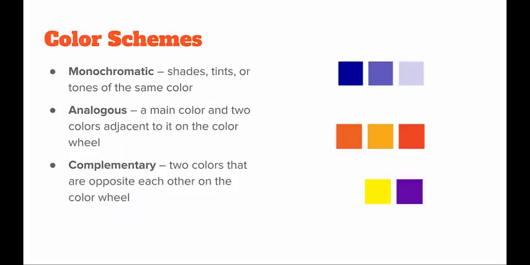In terms of color schemes, there are 3 different ways you can go. Monochromatic color schemes include shades, tints, or tones of the same color, like the 3 blue, bluish gray that we see here. An analogous color scheme includes a main color and 2 colors adjacent to it on the color wheel. Finally, a complementary scheme involves 2 colors that are opposite each other on the color wheel.